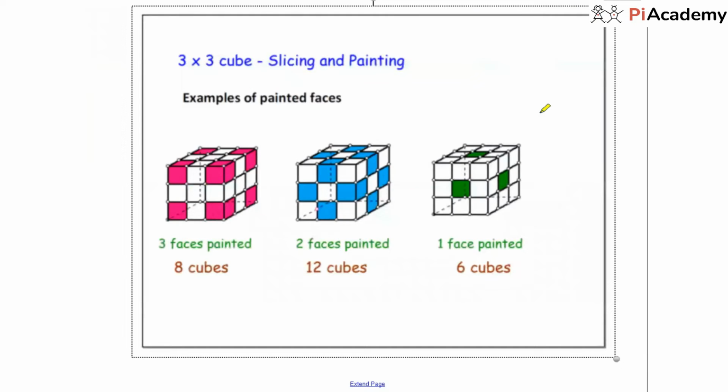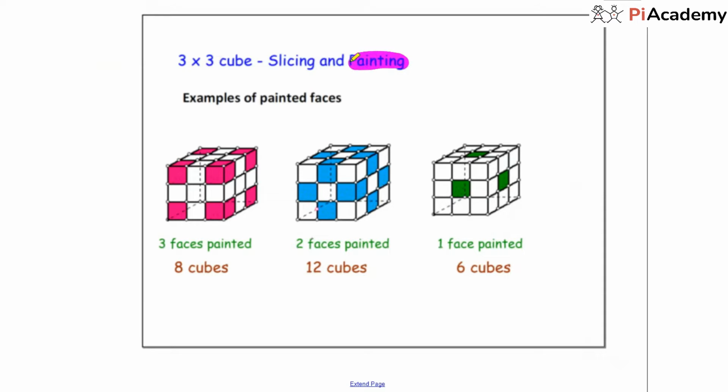Next. Now, this is very important: slicing and painting a 3x3 cube. It is really important. You have a big cube made of 1 centimeter cubes, and you are slicing it, or basically painting it. If you're painting it with a color, how many cubes have 3 faces painted? How many cubes have 2 faces painted? How many cubes have 1 face painted? And how many cubes have 0 faces painted? For that, I have some formulas to find how many faces.